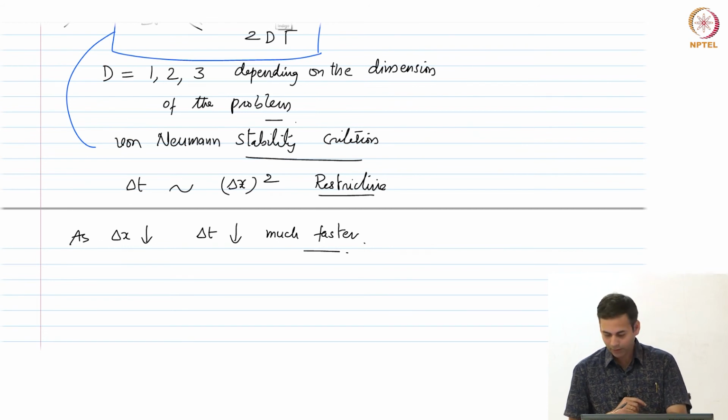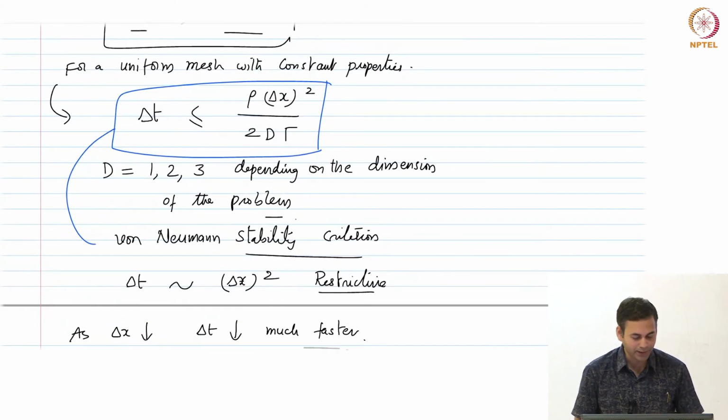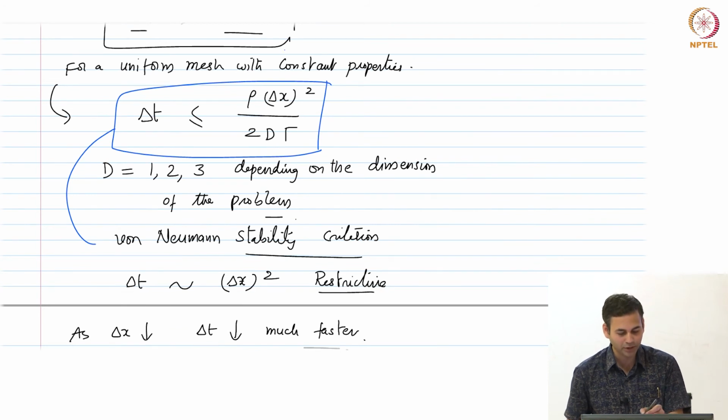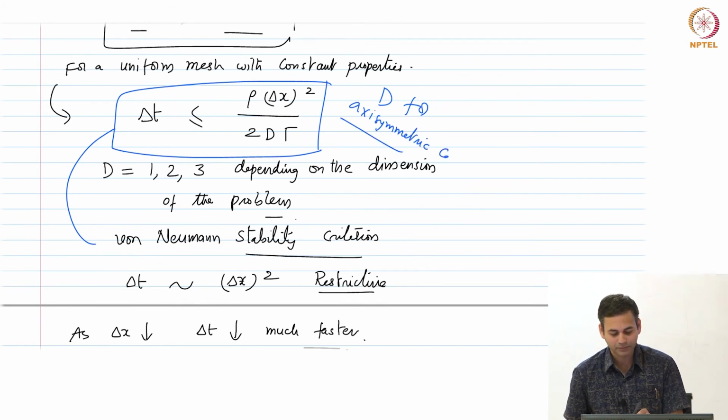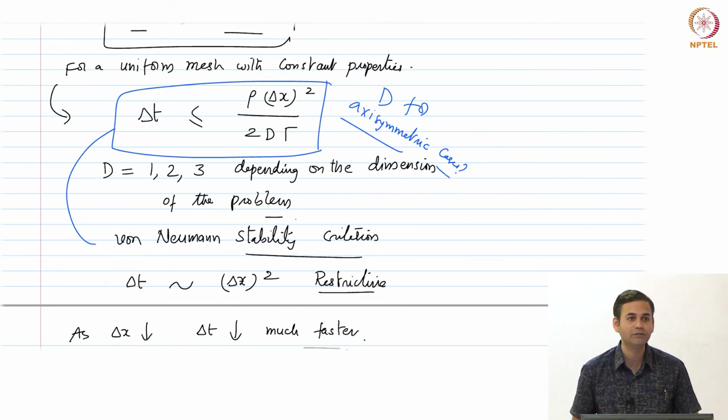What will be the value of D for an axisymmetric case? That we have to see. Probably it will come out to be 1. I don't know, I haven't solved it. Maybe that's a good question. What is the value of D for axisymmetric? Maybe you can calculate and tell me. Okay. What is D for axisymmetric?